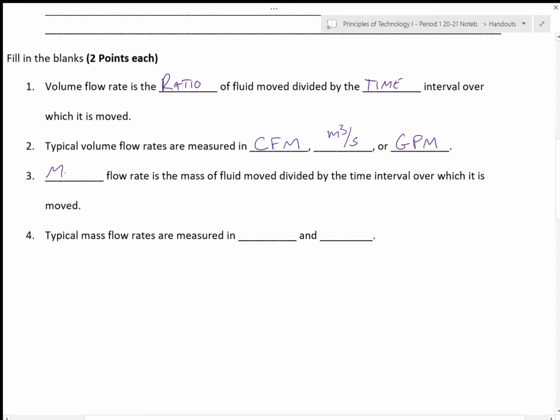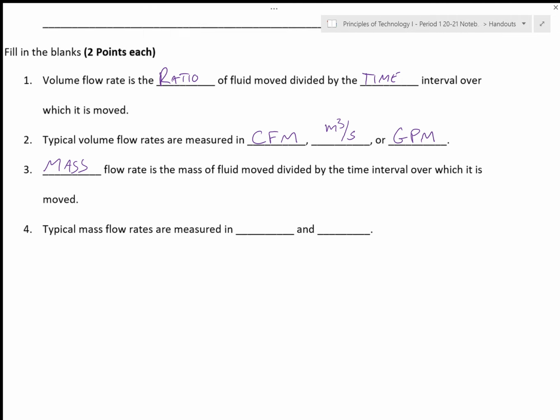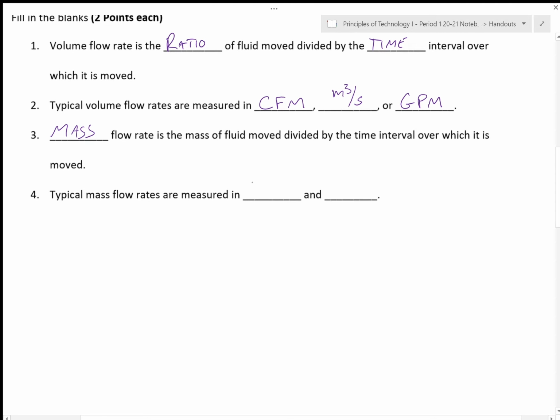Mass flow rate is the mass of fluid moved divided by the time interval over which it is moved. And typical mass flow rates are measured in slugs per second and kilograms per second.